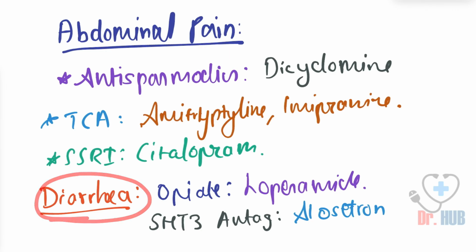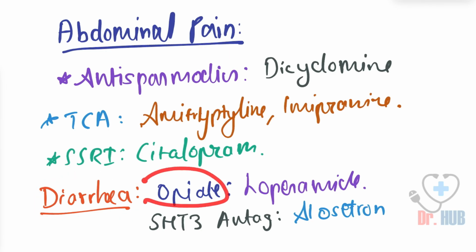Then next, if you look at the diarrhea, it includes the opiate. Opiate includes nothing but loperamide. And then the 5-HT3 antagonist is nothing but alosetron.